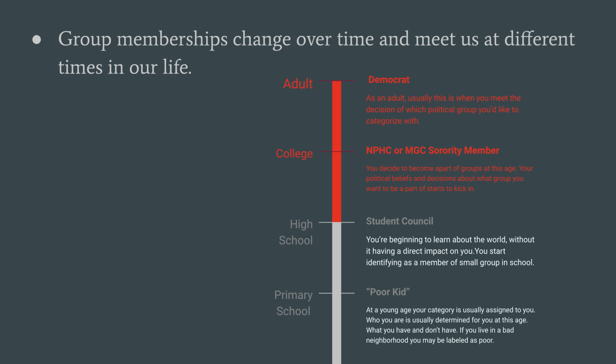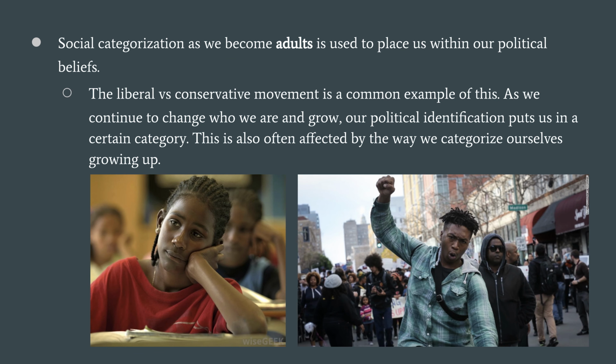So in primary school and high school, sometimes I feel as though categories are more chosen for us. And as we grow up, we really do start to make those decisions and those group memberships for ourselves. Specifically as an adult, it's used to place us within our political beliefs. So the liberal versus conservative movement is a common example of this. As we continue to change who we are and grow, our political identification puts us in a certain category.